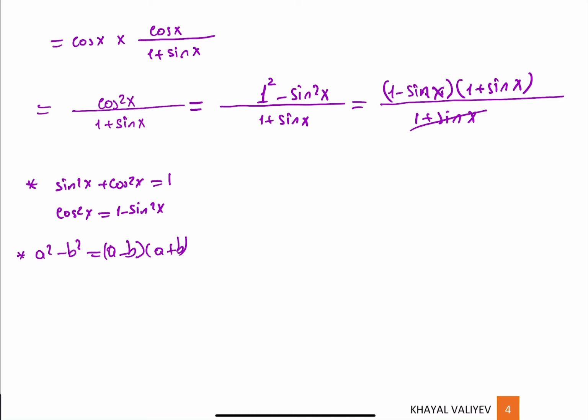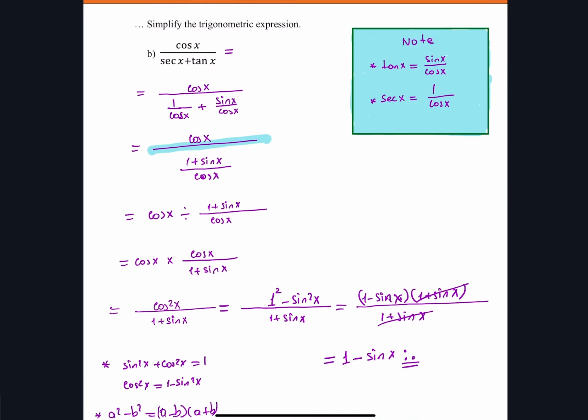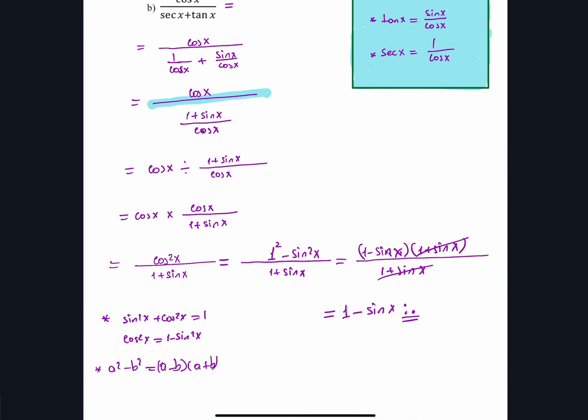So 1 plus sine x and 1 plus sine x simplify. At the end, we are going to get 1 take away sine x. So this is your final answer. As you see, this weird expression simplified to 1 take away sine x, which is simple. I think that's simple, rather than cosine x over secant x plus tangent x.